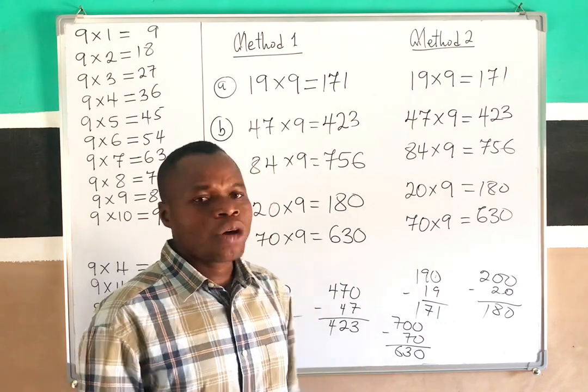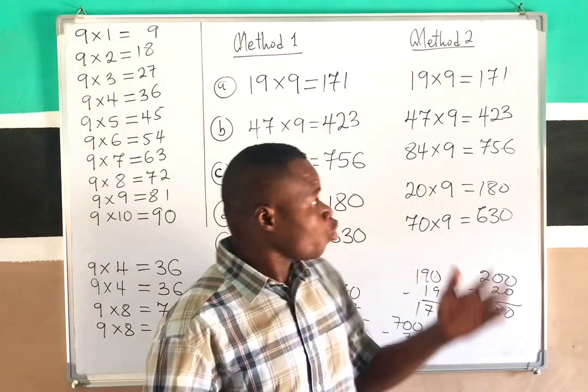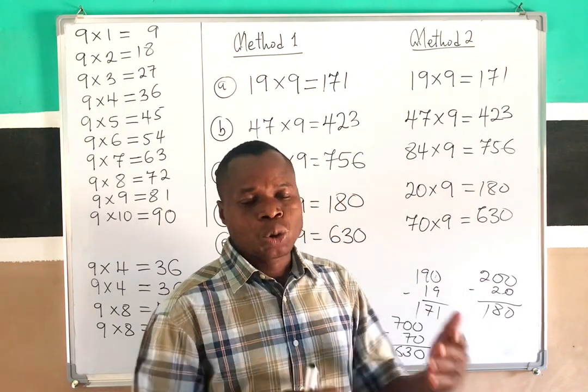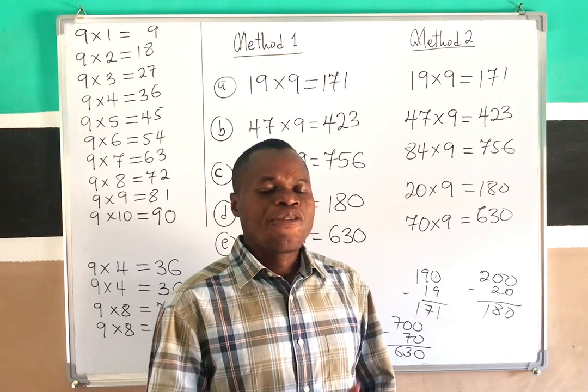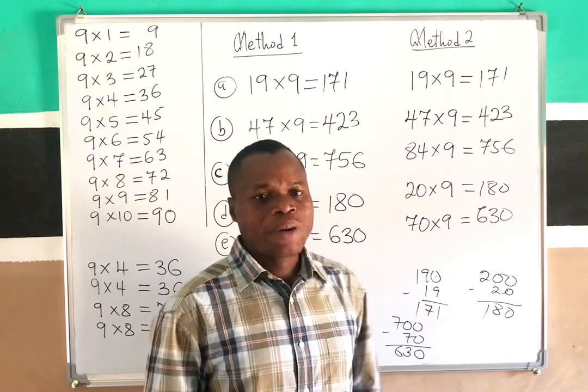And today we have looked at how to multiply a single digit number by 9 and a double digit number by 9 using 2 methods. Our next lesson is going to be how to multiply a 3, 4, or 5 digit number by 9 within seconds.